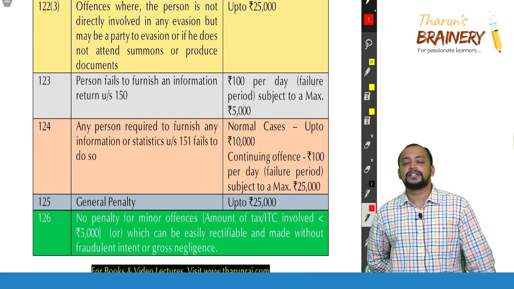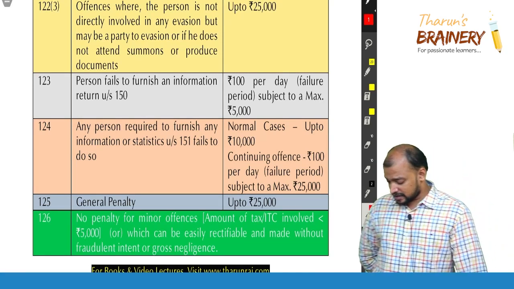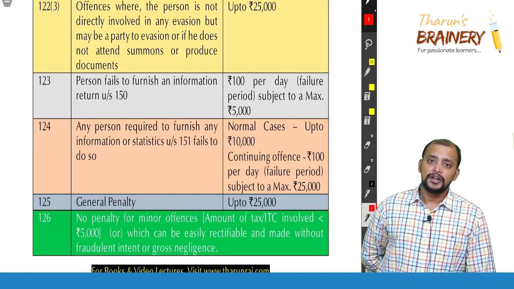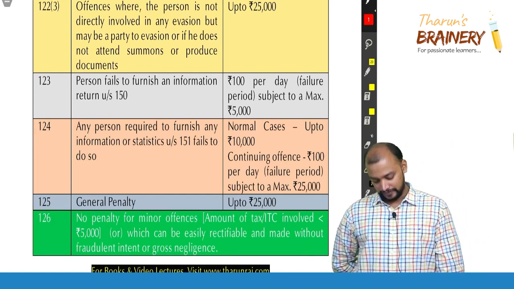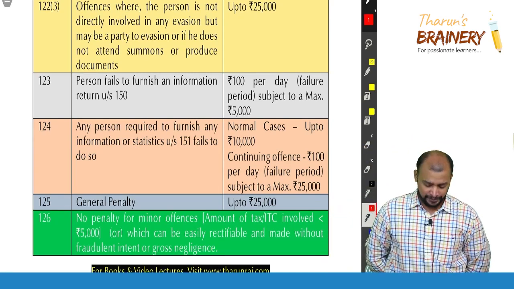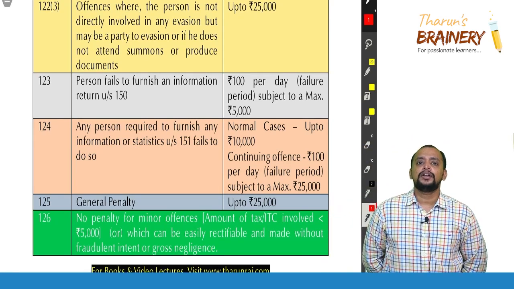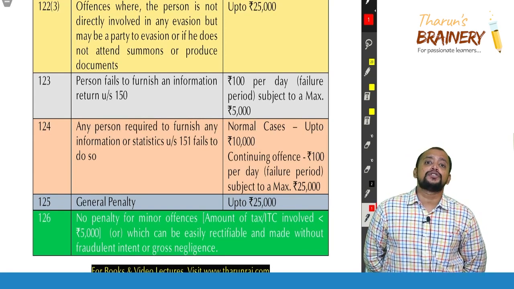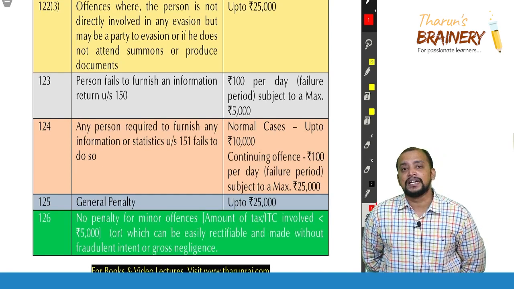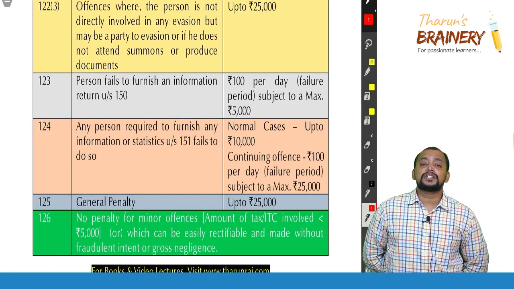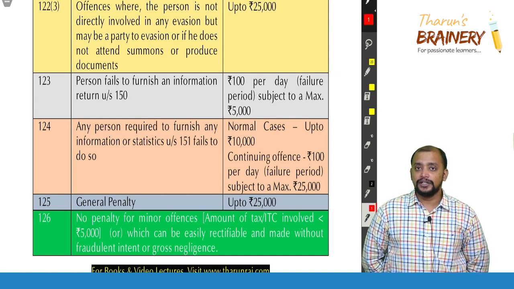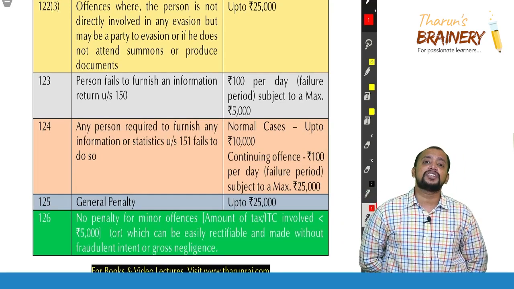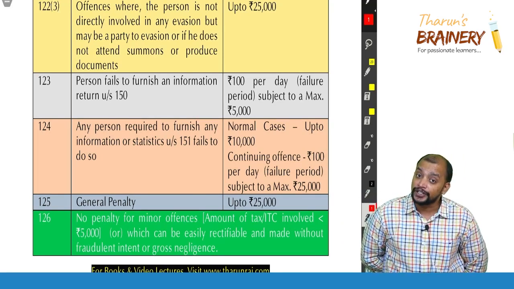125, general penalty. There is a consequence for non-compliance of a provision or a rule for which no separate penalty is levied. Then there will be a general penalty. For example, you should give HSN details in the invoice, but in the invoice you did not give HSN details. General penalty. You are required to display your GSTIN on the board, like on the trade name board, etc. You need to display it, but you did not display.